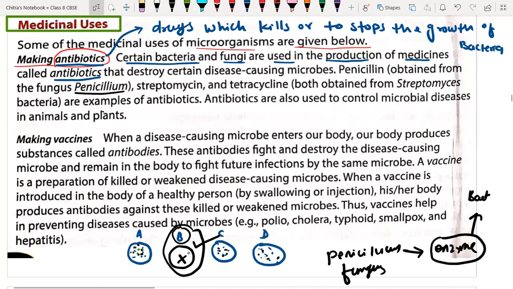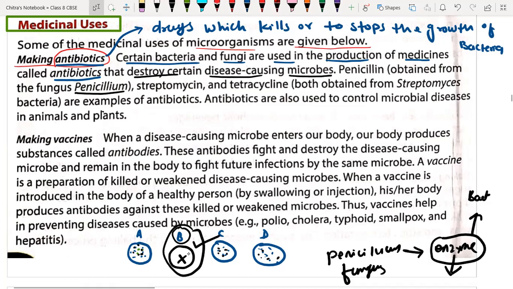During the Second World War, that antibiotic called penicillin was used a lot. After certain discoveries and experiments, penicillin is the substance secreted by the penicillium fungus, which is the enzyme, the chemical substance used to kill microorganisms. That's why this is the first antibiotic drug, and it destroys certain disease-causing microbes called bacteria.